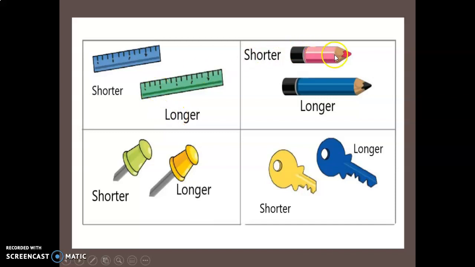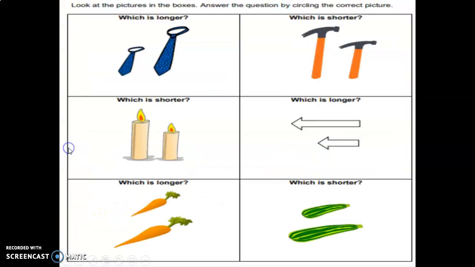So the pink pencil is shorter than the blue one. The blue one is longer. The blue key is longer than the yellow key. The yellow key is shorter. The yellow pin is longer than the green pin. The green pin is shorter. So by looking at the pictures in the box, answer the question by circling the correct picture.